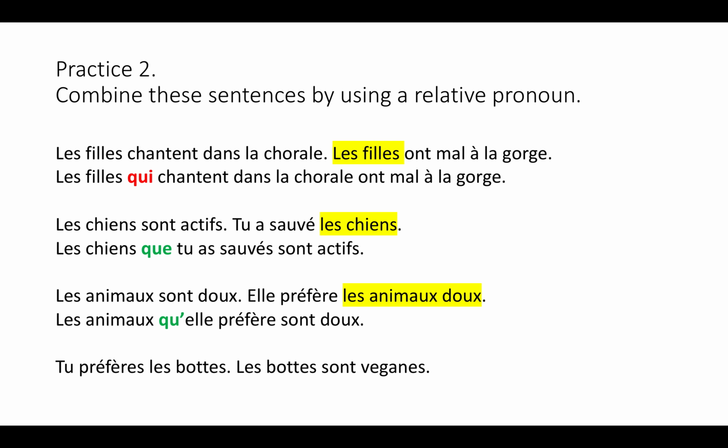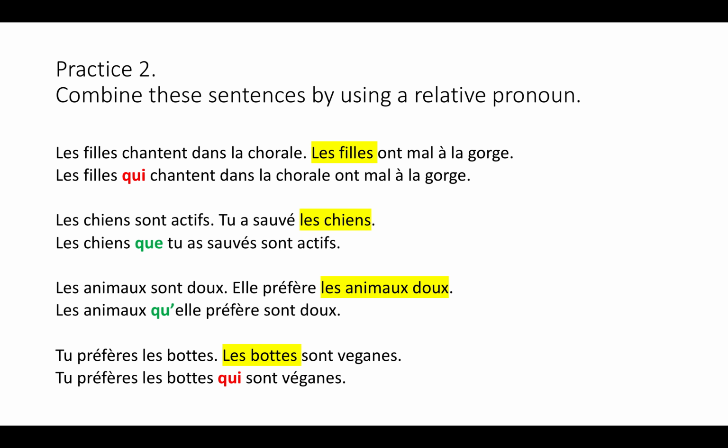And the final one, tu préfères les bottes. Les bottes sont, oops, I think I am missing an accent there. Végan, végan. Sorry about that. There should be an E, accent aigu over the E in végan. Tu préfères les bottes. It's the subject, qui sont végan. And that, my friends, is the end.